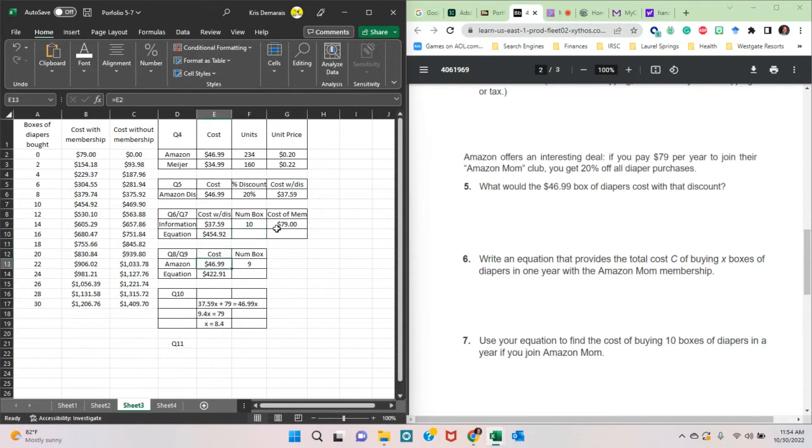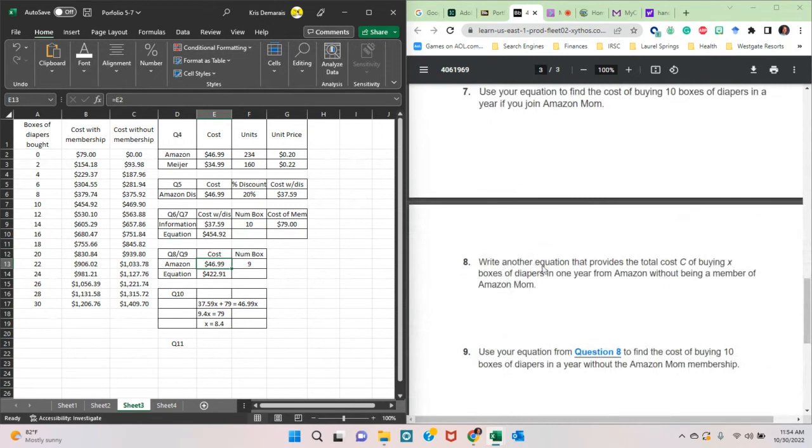And then it says, all right, for number 8, write another equation that provides the total cost C of buying X boxes of diapers in 1 year on Amazon without being a member of Amazon Mom. So this right here is, again, just the cost factor. That's E2. It's the number here, okay, right there. Yeah, this value right here. And the equation is simple. It's just take the dollar value of this and multiply it by the number of boxes you have, and that'll give you the total answer you're looking for.